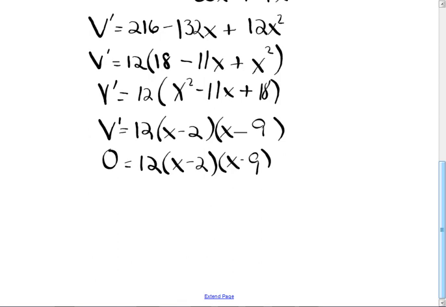There's no other way to do it, unless you want to use the quadratic formula. You got to find out where this is 0. It's 0 when x equals 2 or x equals 9. Okay, if I have a closed interval, I don't have to do a first derivative test. We can close the interval. And it's going to bother you, but we're going to do it.